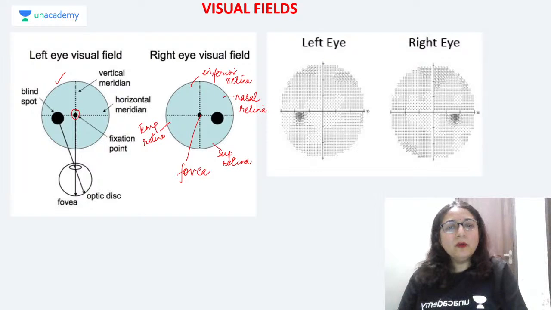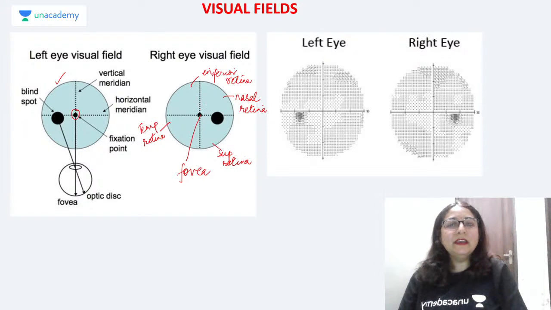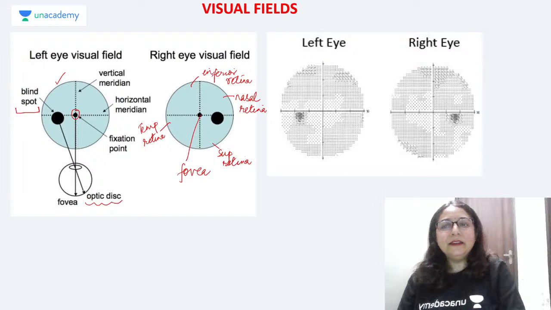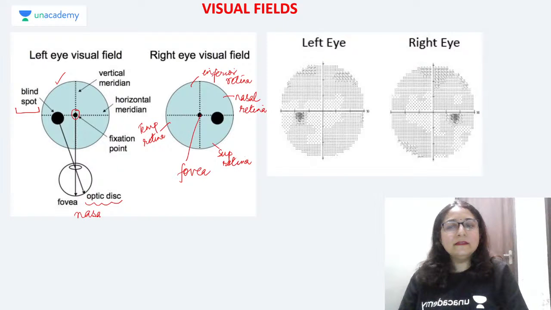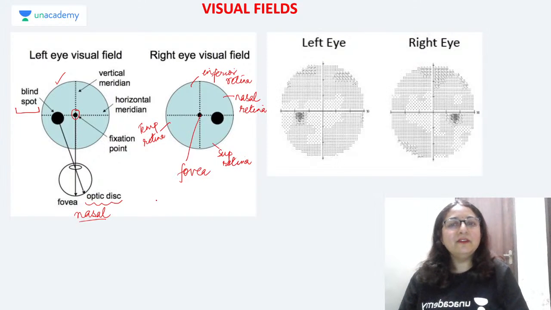So that is why the blind spot in the visual field is temporal to the central fixation point. Temporal, because the blind spot is due to the optic disc. The optic disc doesn't have any photoreceptors, so there is an absolute scotoma at that spot in the visual field, which is called the blind spot. In the retina, the optic disc is nasal to the fovea, but in the visual field, the blind spot is temporal to the fovea, because of the representation which we just discussed.